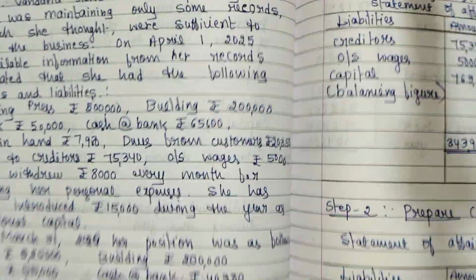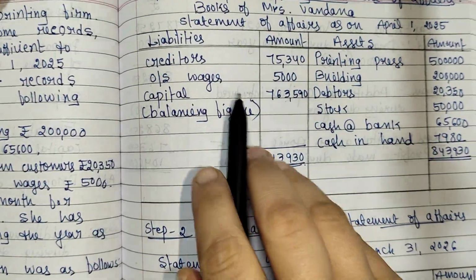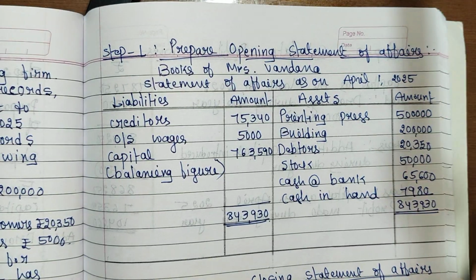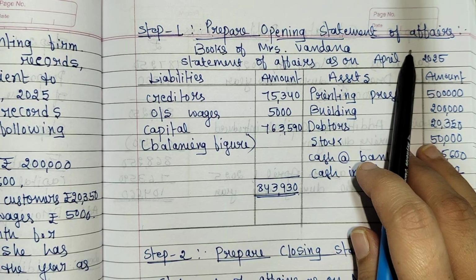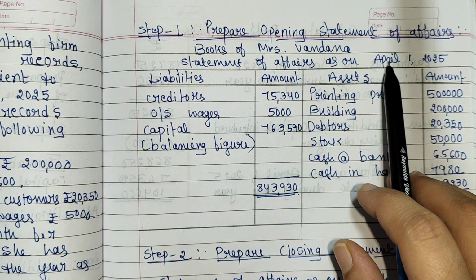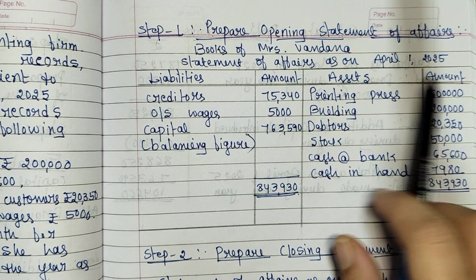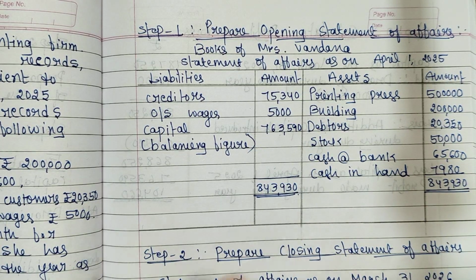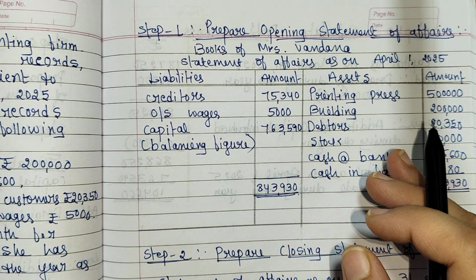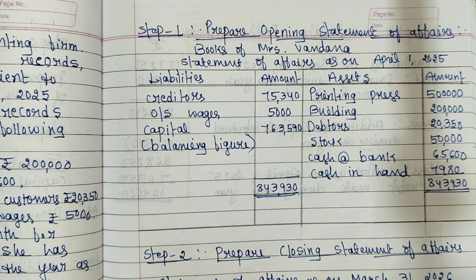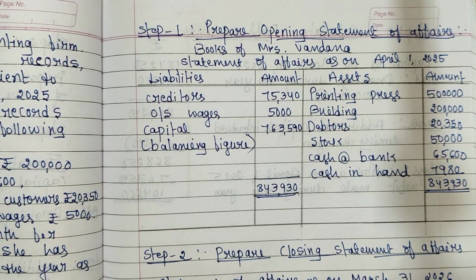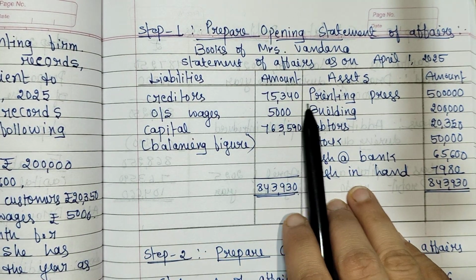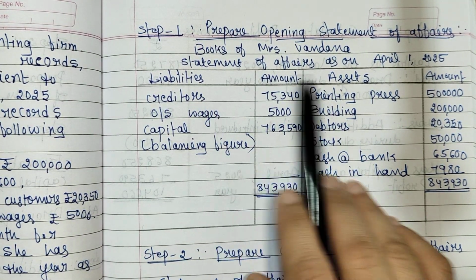See now, step 1, prepare the opening statement of affairs, books of Mrs. Vandana, statement of affairs as on April 1st, 2025. This is a format like a balance sheet, but this is not a balance sheet. This is similar to a balance sheet. Here we are preparing this statement of affairs using incomplete records. Clear? See now, write down liabilities and assets.